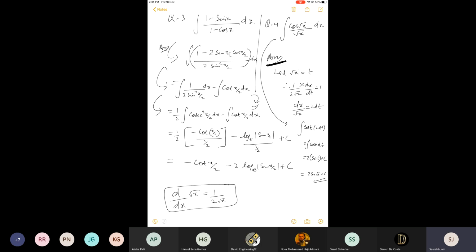I hope this is clear. Whenever you have root x in the question and you have some other term also where root x is present, remember this, and the reason is here. d by dx of root x is 1 by 2 root x, right?